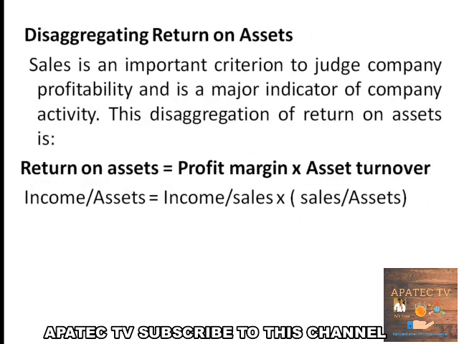Here is the disaggregating of return on assets. Sales is an important criterion to judge company profitability, and is a major indicator of the company's activity. This disaggregation of return on assets is: return on assets equals profit margin times asset turnover. How is profit margin computed? Profit margin is equal to income divided by sales. Asset turnover is equal to sales divided by assets.